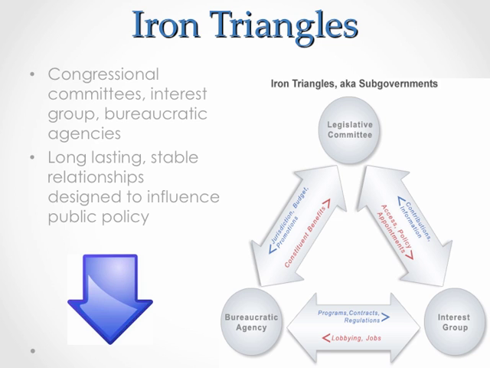We have 2 terms here. Iron triangles is this one, and then we'll do issue networks next. They're similar in a couple of ways. Iron triangles are made up of 3 things: committees, interest groups, and bureaucratic agencies. I think a good way to remember that is the acronym CIA: committee, interest group, agency. So these are the 3 parts of an iron triangle. What they are is they are long-lasting, stable relationships that are designed to influence public policy.